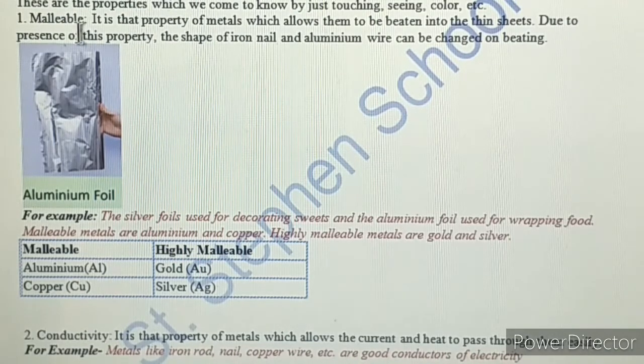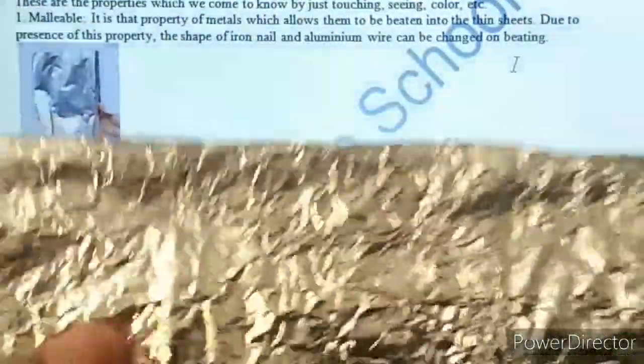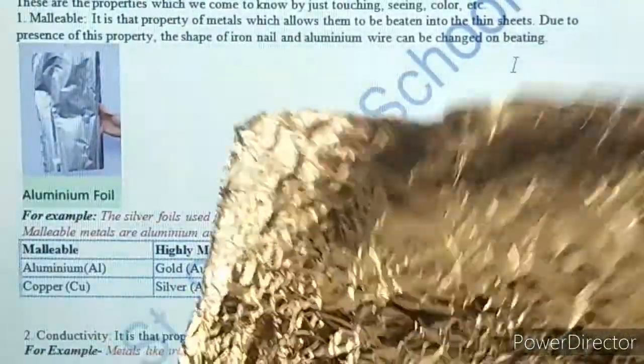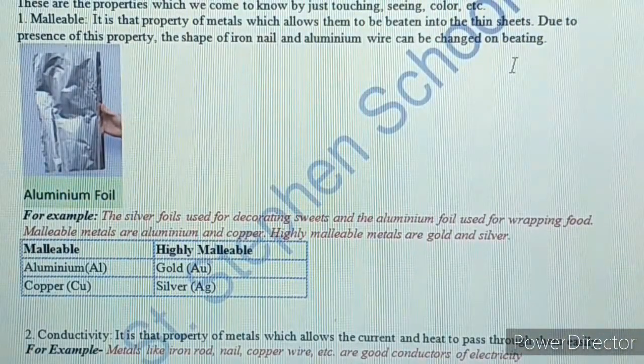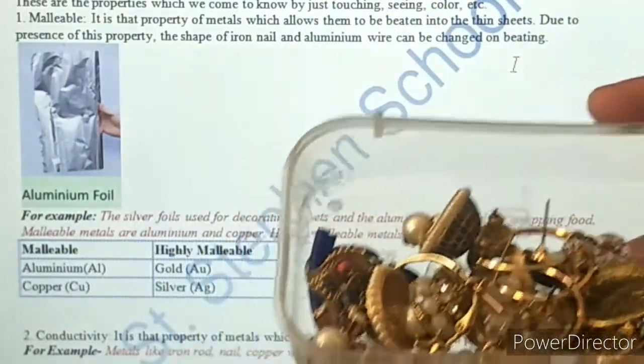Malleable is that property of metal which allows them to be beaten into thin sheets. Now we know that we have aluminium foil which can be beaten into thin sheets. You know that you are using aluminium foil in your tiffin. I'll show you that this is aluminium foil. This is aluminium, a shining metal, and it is made up of a metal only, and it can be beaten into thin sheets. Like our jewelries also, I'll show you some jewelries which I have. These are beaten into thin sheets only, then only we can make jewelries.